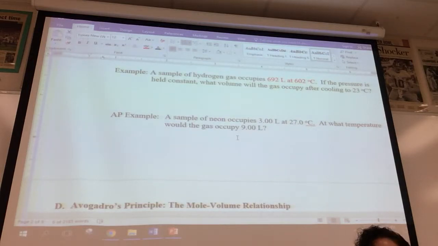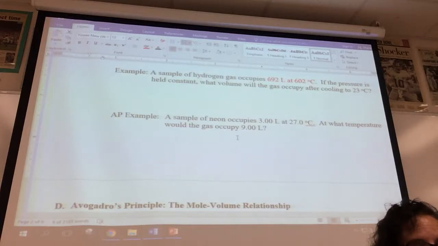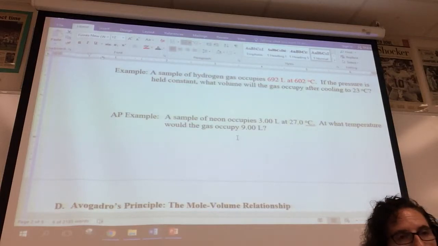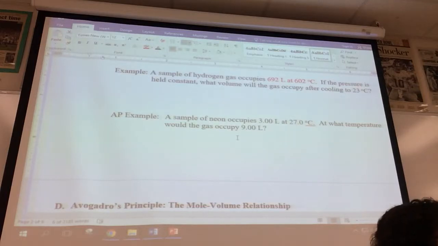Increases by a factor of 3. So the temperature in Kelvin has to increase by a factor of 3. So Kelvin would be 300. At what temperature would the gas occupy 9 liters then? 900. Just be careful. Direct relationship, direct proportionality with Kelvin, Kelvin, Kelvin only. Be careful of degrees Celsius.